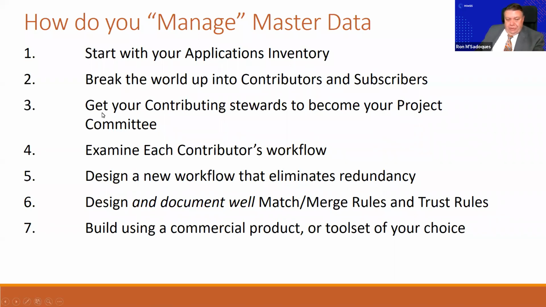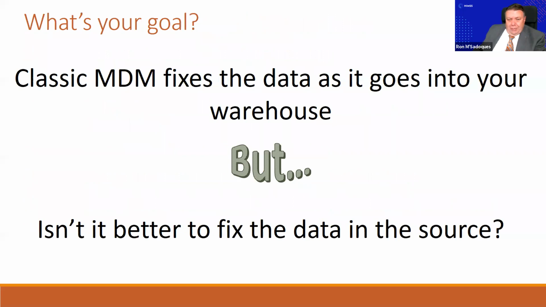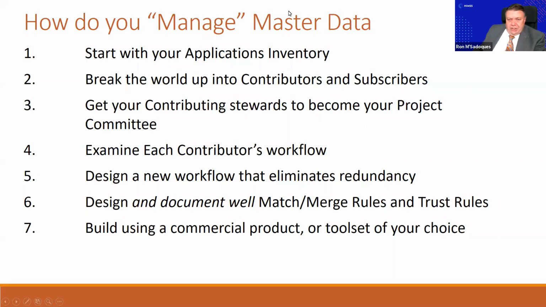The third step is, once you've found your contributors, you have to get your contributing stewards to become your project team. What you're going to do is examine each contributor's workflow and then design a new workflow that eliminates redundancy. So once you've determined that the address is known by the CVO before anybody else, but three months down the road we need to get our addresses from our physician relationship manager, that kind of changes the game a little bit. And like I said, those rules can get documented. Please ensure that you document those rules well in English, because people are going to come back to you and say, why do we do that again?